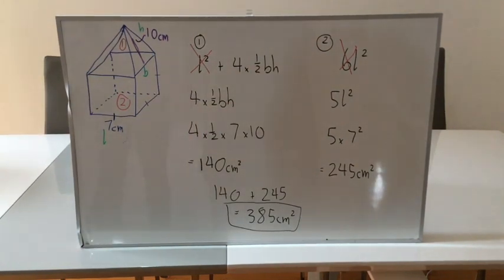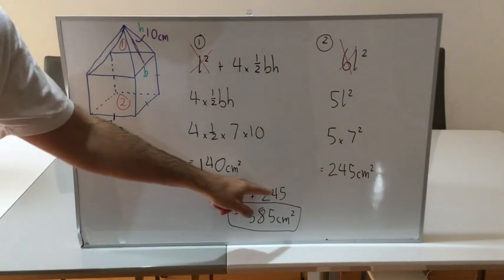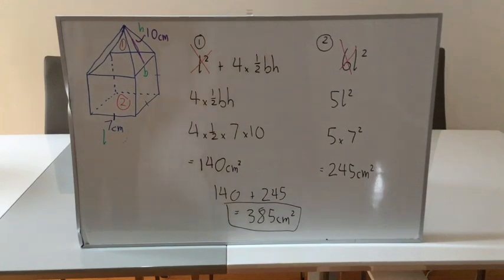If you ended up with 385 centimetres squared, your answer is correct. Remember, it's always good to write that little step there as well for your working out. Okay, we'll do one more really quick shape and then you'll be free to work through your questions.